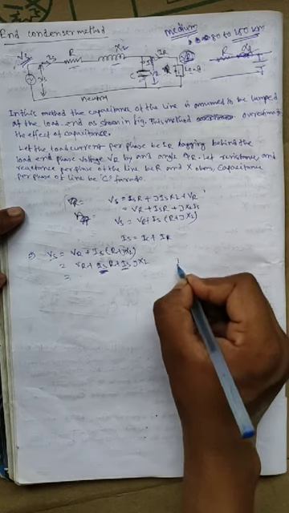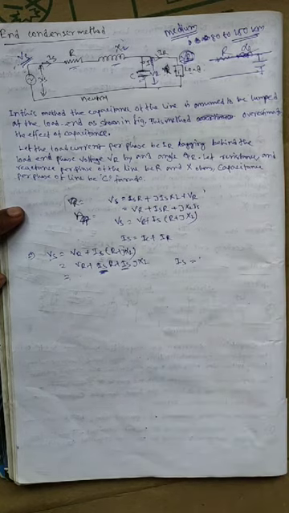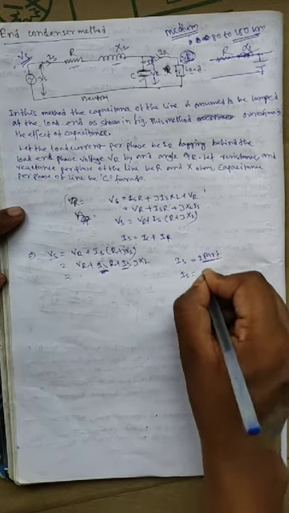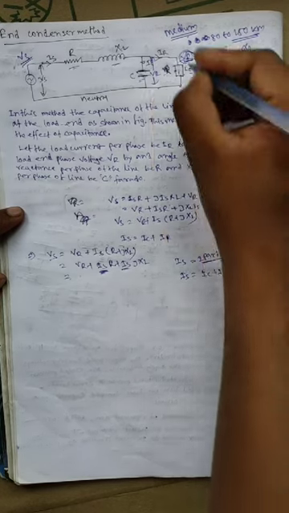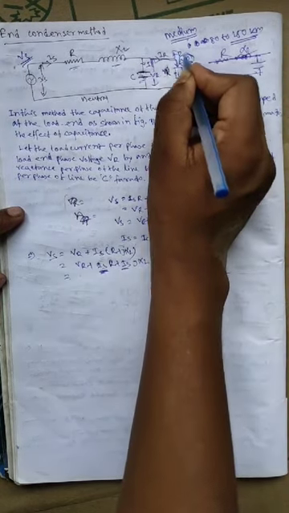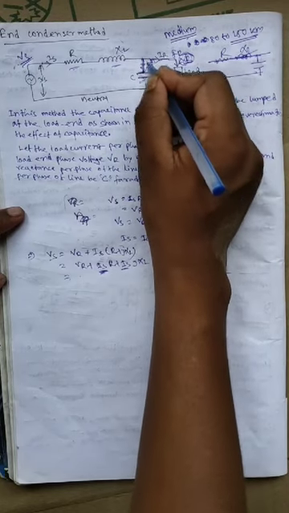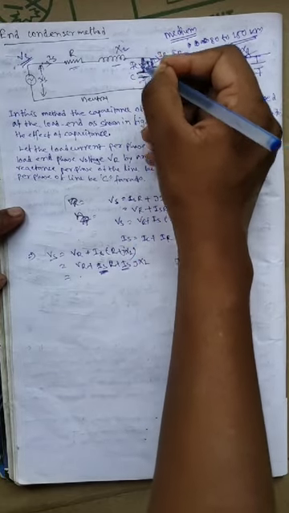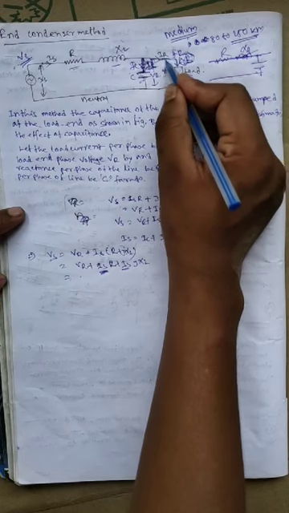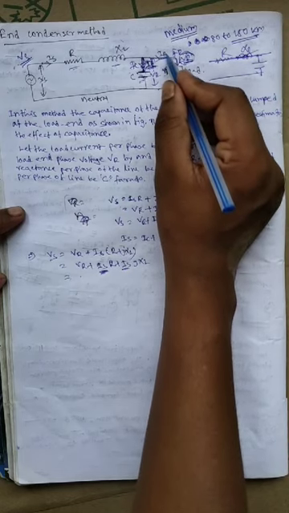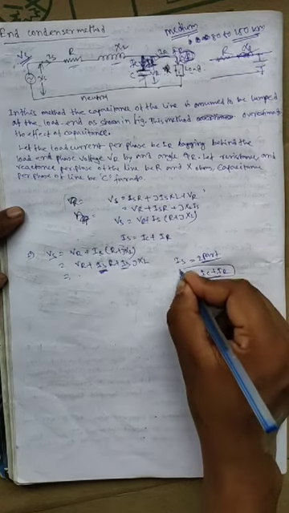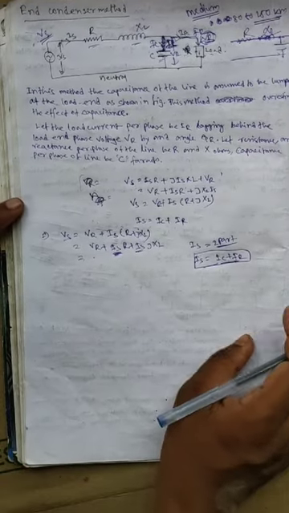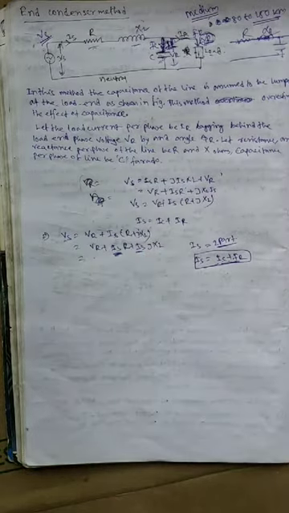This Is, the sending end current, is divided into two parts. Is is equal to IC plus IR. This is the receiving end current IR across the load, and across the capacitor IC, the charging current or capacitor current. Is is IC plus IR.